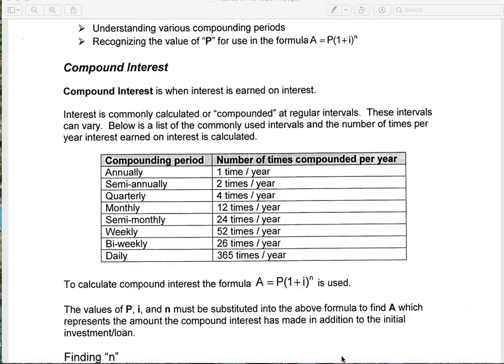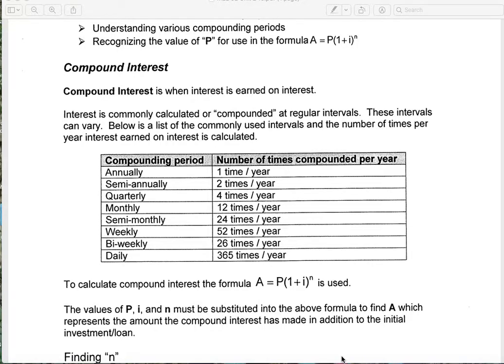So interest is commonly calculated or compounded at regular intervals. These intervals can vary, so they can change from time to time. Below is a list of commonly used intervals and the number of times per year interest earned on interest is calculated. So if you see the word annually, that means it's calculated 1 time per year or compounded 1 time per year. Semi-annually means 2 times per year. Quarterly is 4 times. Monthly is 12 times.